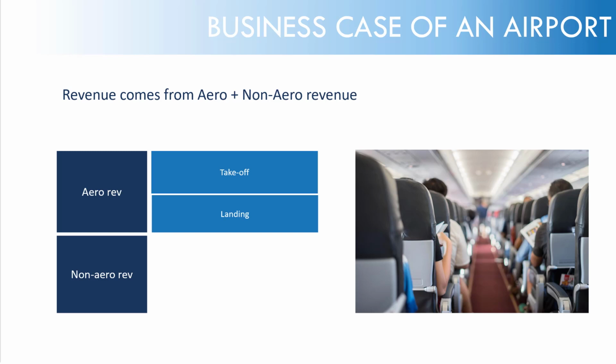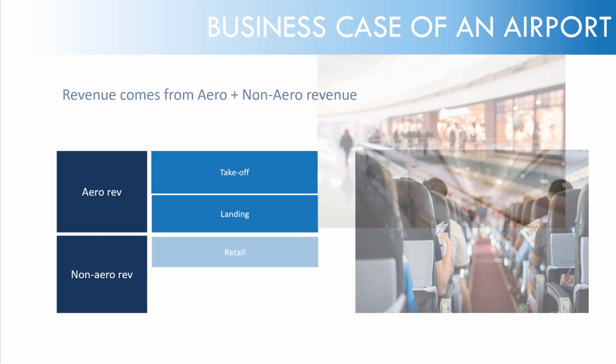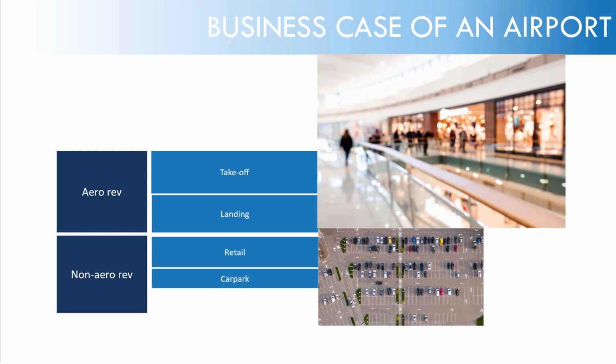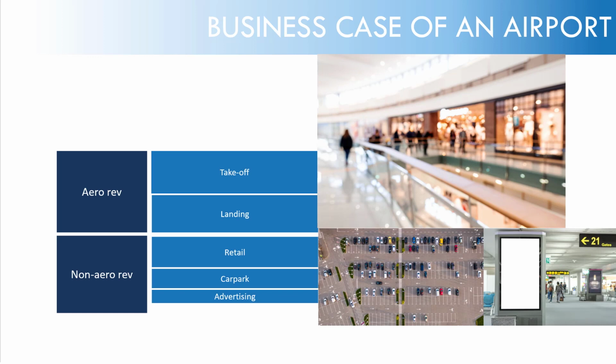And then non-aero revenue. So there are many different components of non-aero revenue. One example is retail, and that's in most cases where the most revenue comes from. And so that's revenues from shops and stores. And then car park revenue, advertising revenue, and other sources of revenue, for example, check-in counters and the like.